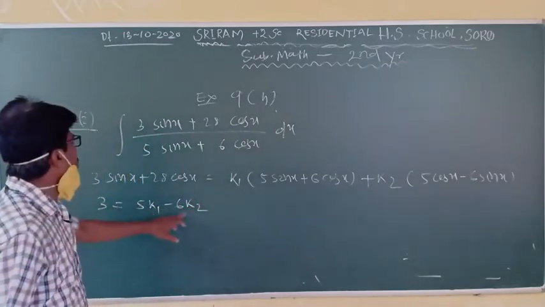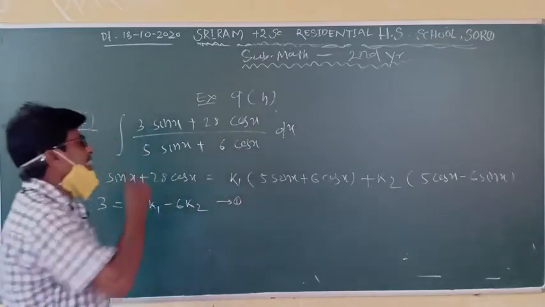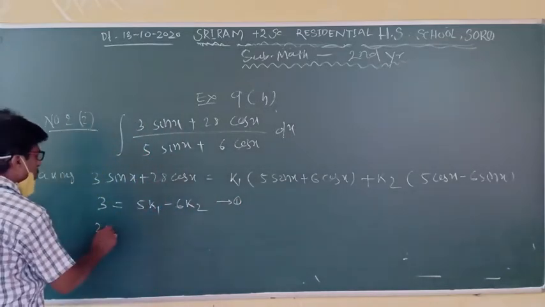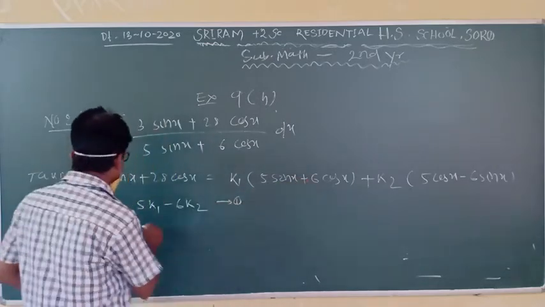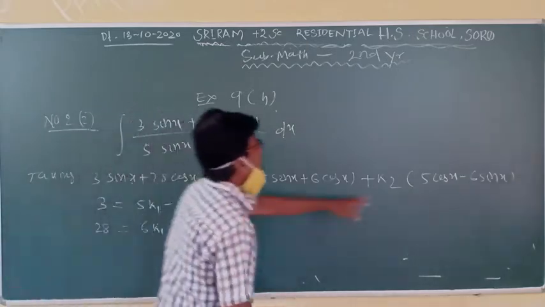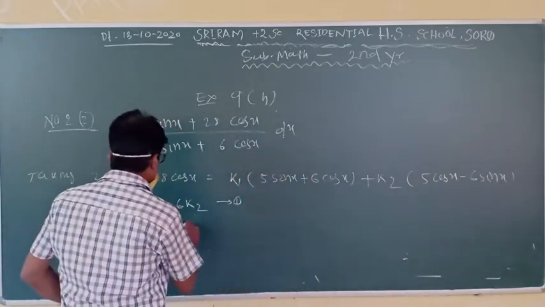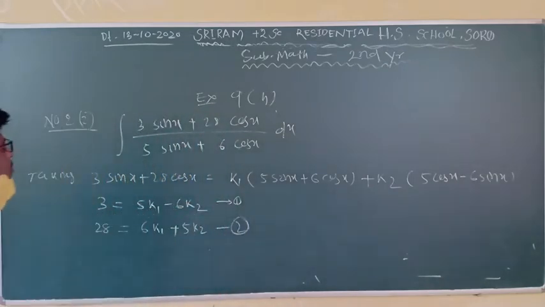So 3 is equal to 5k1 minus 6k2. This is equation 1. Then the coefficient of cos x is equal to 28. Here the coefficient of cos x is equal to 6k1 plus 5k2. This is equation 2. Now from equation 1 and 2, to eliminate k1 and k2, there are two equations and two variables, so it is easy to find the values of k1 and k2.